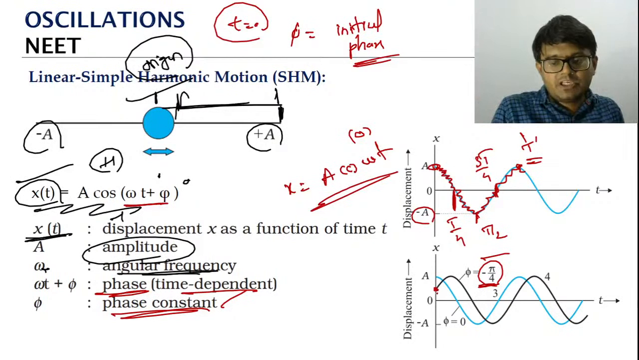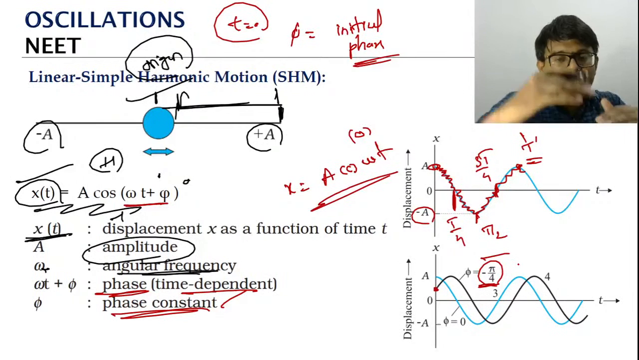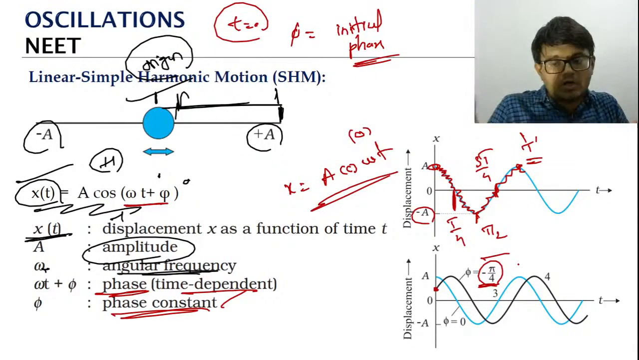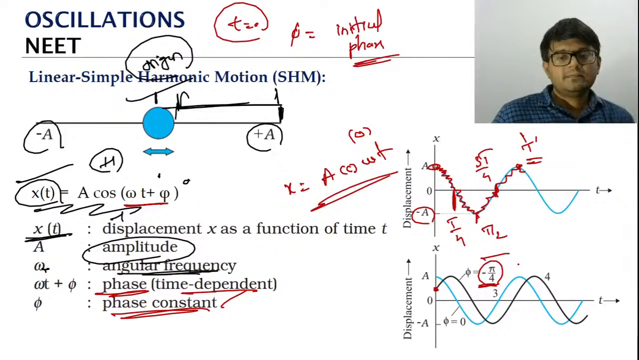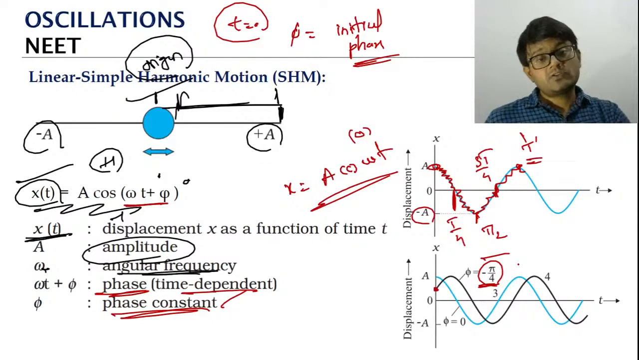So the initial position will be different from a. The initial phase is taken as minus pi/4. So based on the initial phase the pattern will shift a little, but the sinusoidal pattern we see will be as it is. Okay, so this is how we represent SHM by using the sinusoidal function.